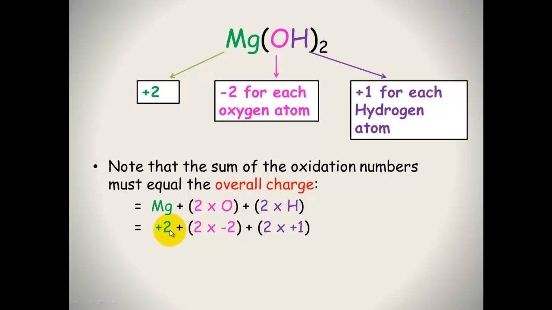So magnesium has a +2, oxygen has a -2, and there's 2 of them, and hydrogen has a +1 oxidation number, and there's 2 of those. So the sum of the oxidation numbers needs to equal the charge. So 2 minus 4 plus 2 equals 0. It's a neutral compound, thus the overall sum of the oxidation numbers must equal 0.